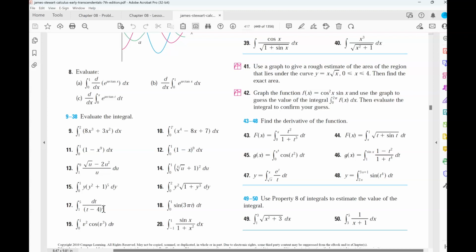And for definite integrals, when we use the u substitution, you change the bounds. Yes.